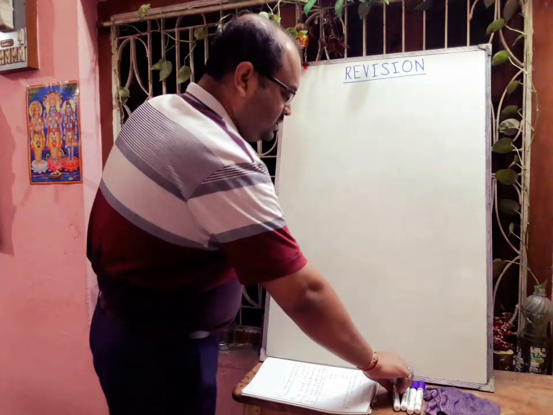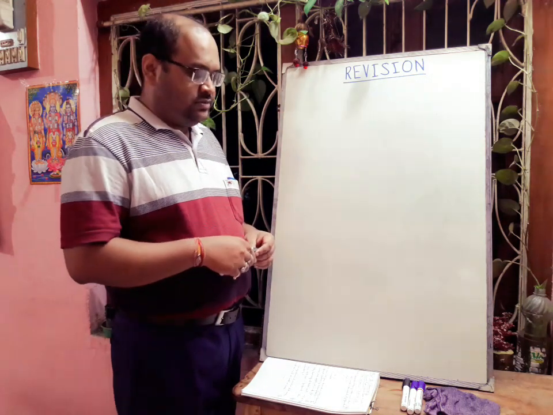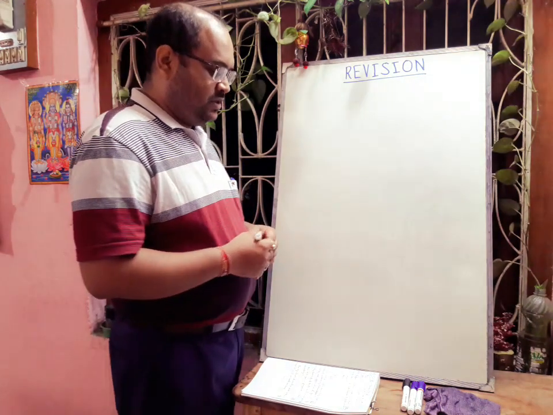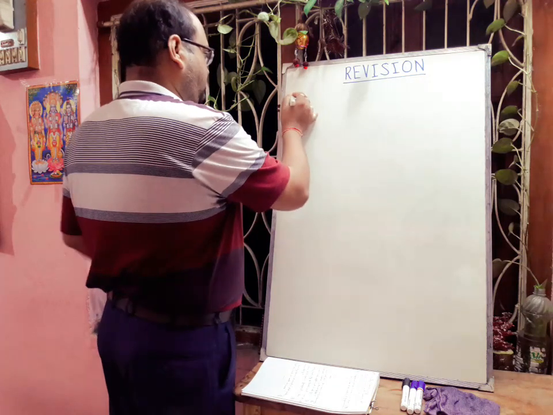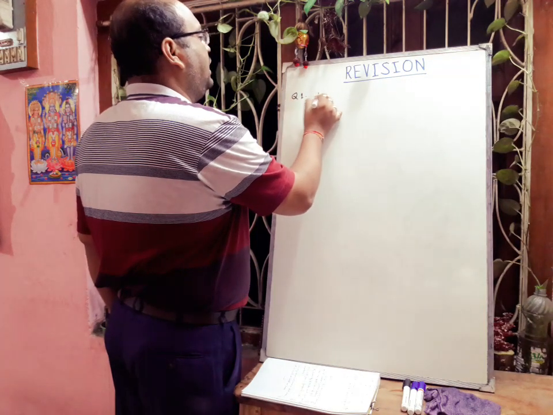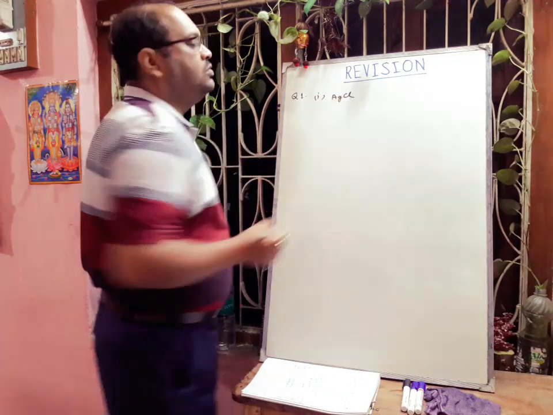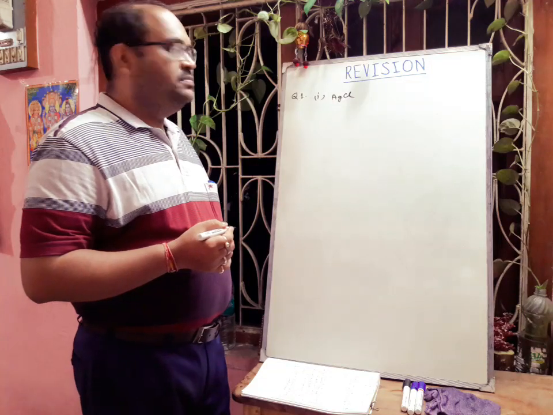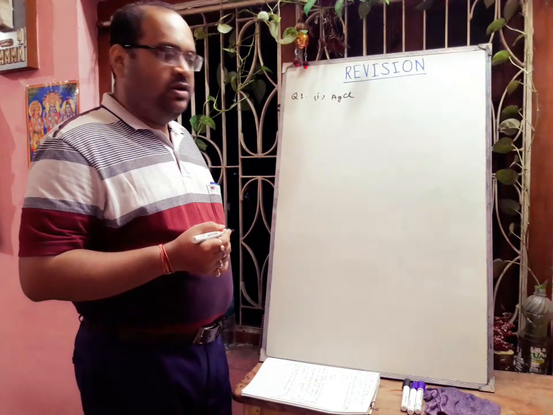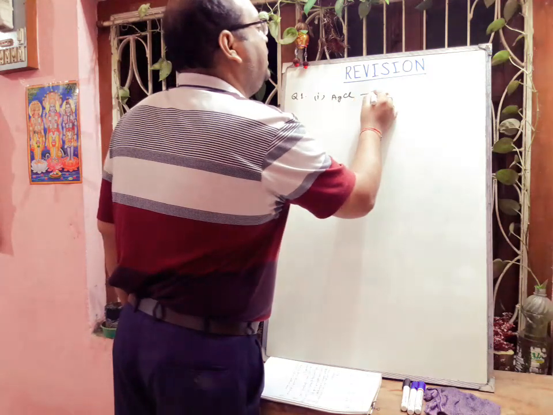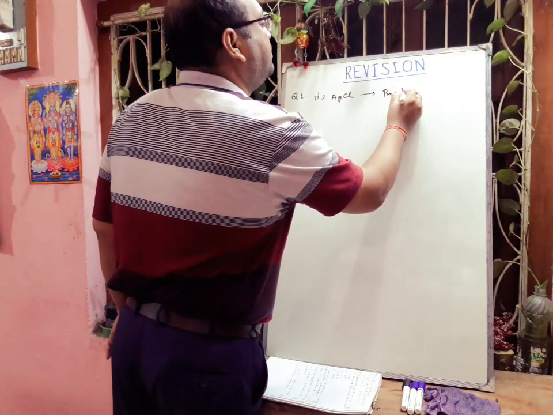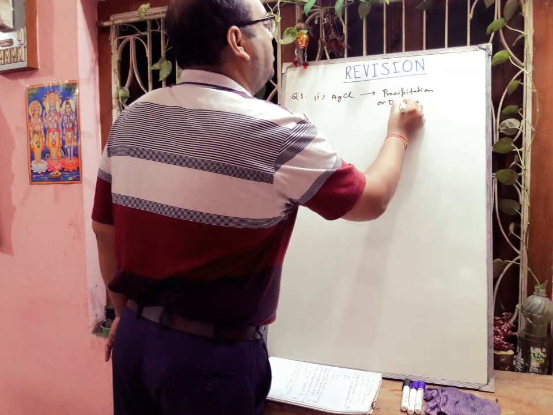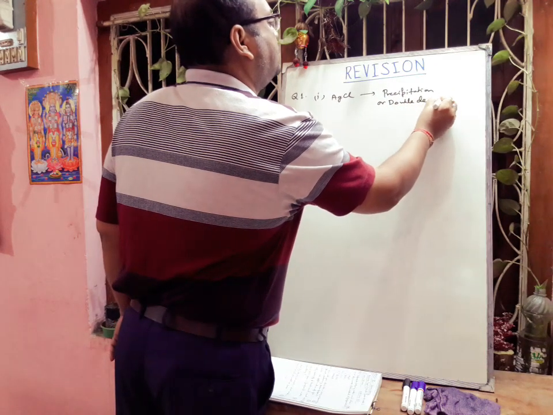Your first question was: prepare the following salts and also write the name of the method of their preparation. First, AgCl. We know that silver chloride can be prepared by precipitation method or double decomposition method. So the procedure will be precipitation or double decomposition method.